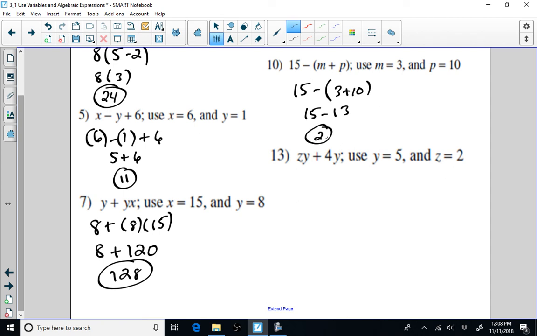And then problem 13, we have a number z times a number y plus 4 times a number y. For y is 5, z is 2. So that's going to be 2 times 5 plus 4 times 5. Multiplication and division we have to do from left to right. So 2 times 5 is 10 plus 4 times 5 is 20. 10 plus 20 should be 30.